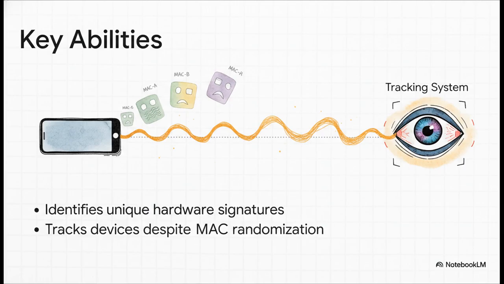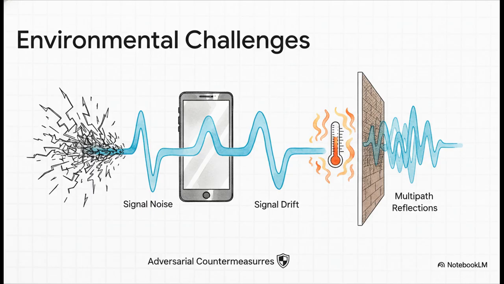So the keyword here is persistence. Even if a device changes its MAC address 1,000 times, its underlying RF fingerprint stays the same. This gives security systems a stable, persistent identity for a physical device so you can track what it's actually doing over time. But, you know, it's not a silver bullet.